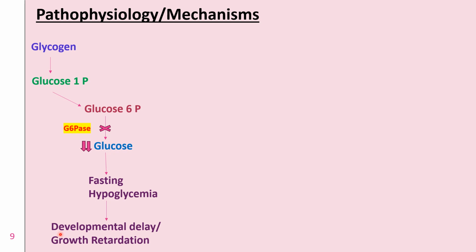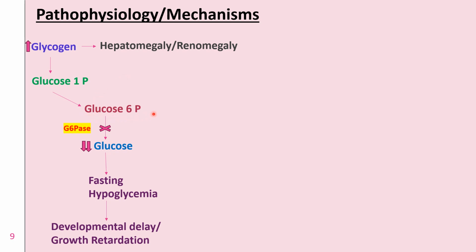And since a chronic hypoglycemic state is seen in these patients, it leads to developmental delay or growth retardation. Also, since glycogen cannot be broken down to glucose, glycogen levels increase, which gets deposited in the liver as well as kidney, leading to hepatomegaly as well as renomegaly.